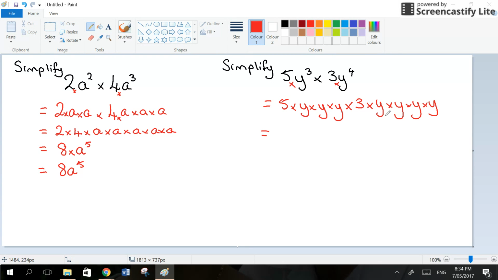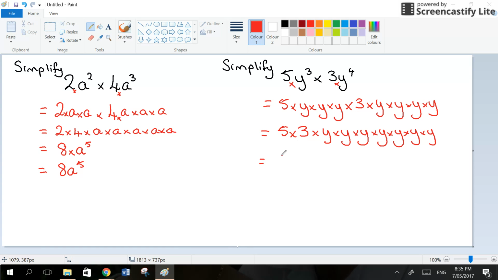Looking at this here, we have just the multiplying, and the order that we multiply doesn't affect the result, so we can put our numbers first. So our number is 5 times 3, so we write 5 times 3, and we're going to multiply that by all these y's. Now there are 1, 2, 3, 4, 5, 6, 7 of them, so we could write this as well. 1, 2, 3, 4, 5, 6, 7 y's. Okay, that's the 7 there.